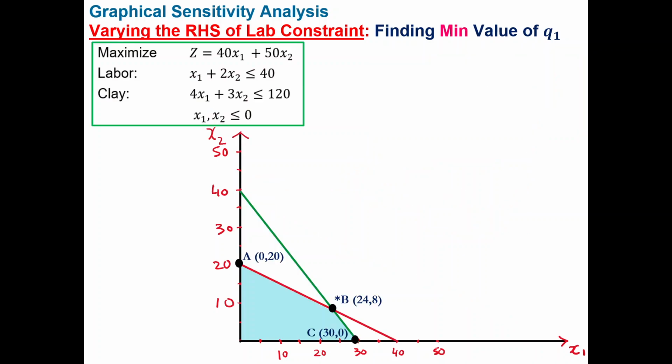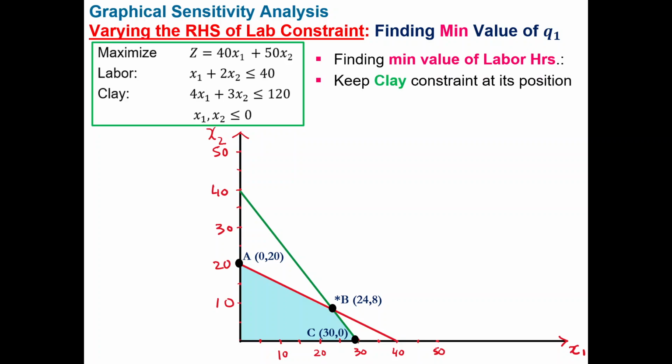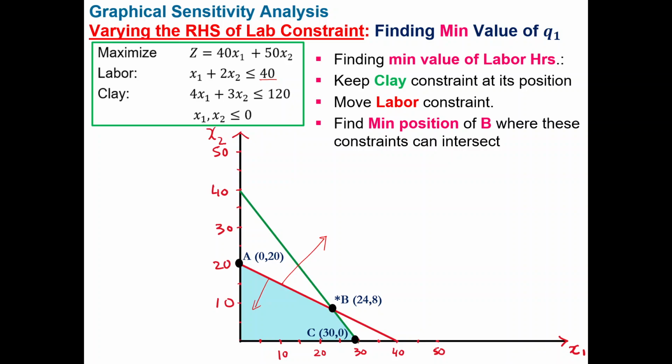Now let's find the minimum labor hours. The procedure is the same, just to reiterate so that you remember: we want to find the minimum labor hours. We want to keep the clay constraint at its position, similar to what we did before in the first phase. There we were moving the labor line away, because we were increasing the value from 40 to 50, 60. Now when we decrease the value of 40, this line will move towards the origin. We will keep the clay constraint at its position and move the labor constraint. We want to find the minimum position of B where these constraints can intersect.